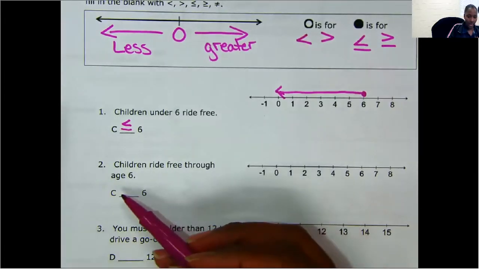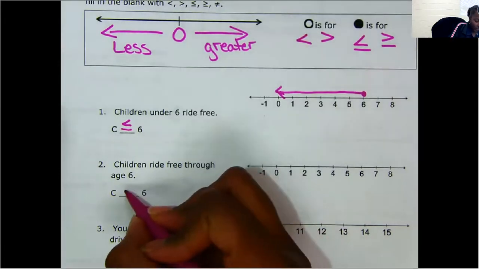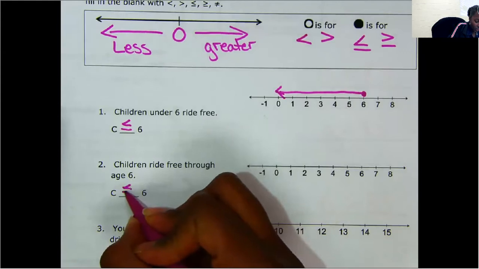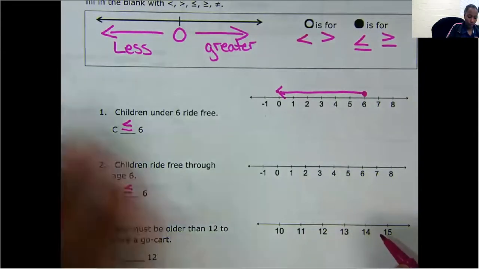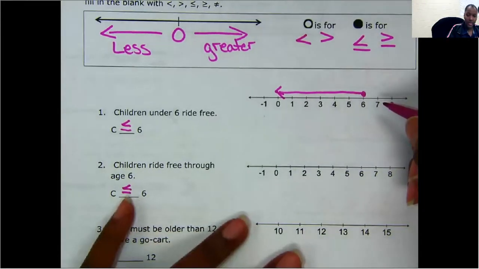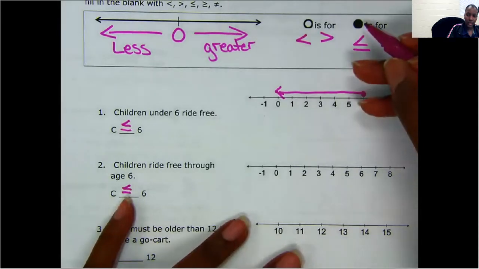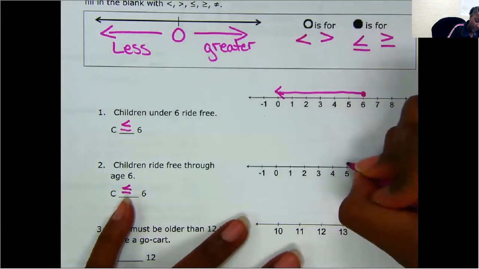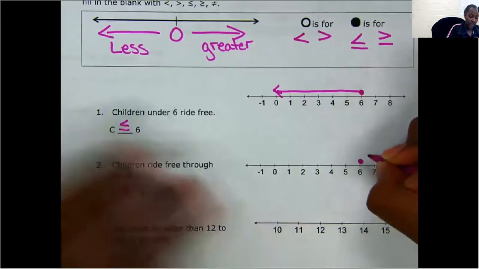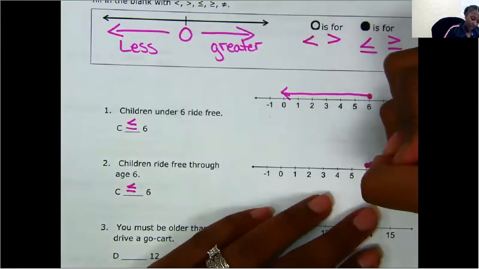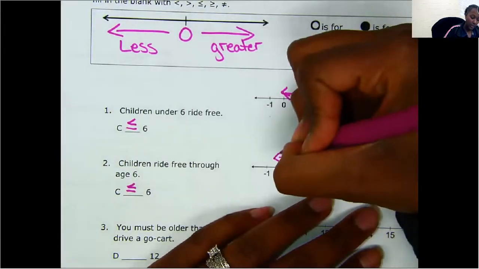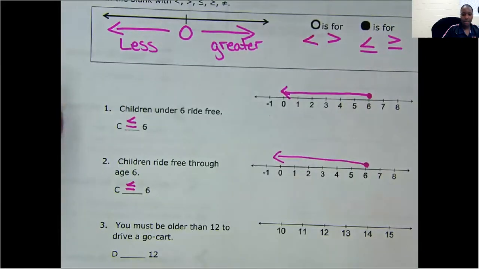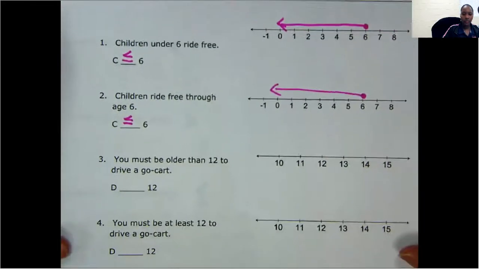So the child has to be less than or equal to 6 years old. So because I use that inequality symbol, I know that I need to use a closed circle above the 6. And we said it's less than, so my arrow needs to go to the left. Okay, let's look at this one.